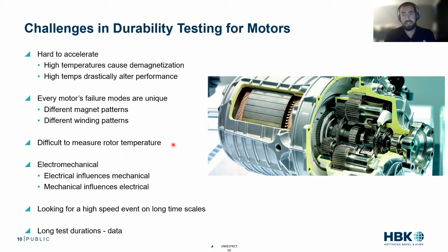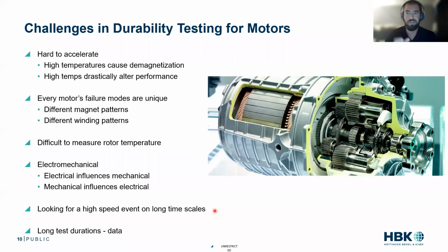Rotor temperature is a huge thing for demagnetization, is a huge thing for bearing currents, and it's really difficult to measure. So we need good models for estimation. So we have to do a lot of estimation. It's electromechanical by nature. Electrical influences the mechanical, like our bearing currents. Mechanical influences electrical, like our demagnetization with the magnets getting hot. So we need to understand a lot more measurements. We can't just do temp and torque. We have to do a variety of things now, including electrical measurements. And kind of my favorite thing with durability is we're looking for high-speed events.